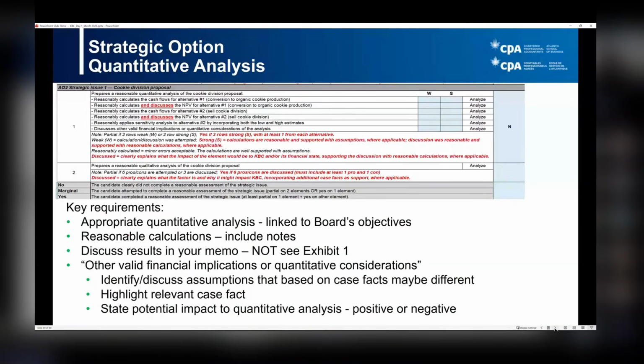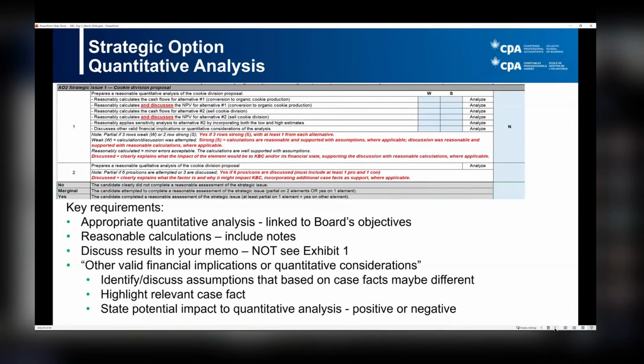Now let's look at a strategic option. We'll look at this one in particular from a quantitative perspective, what was expected. You needed to perform an appropriate quantitative analysis. That analysis needs to be linked to the board's objectives. You need to be able to show them how that option will have an impact on their objectives. Your calculations need to be reasonable and you need to include notes.